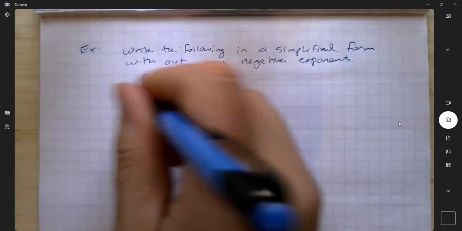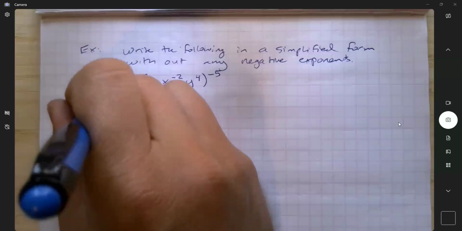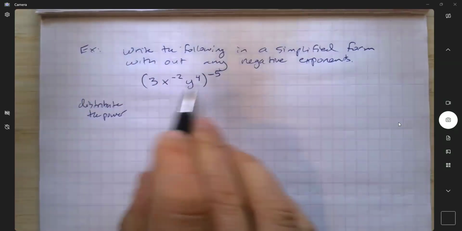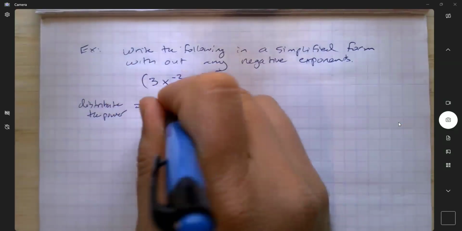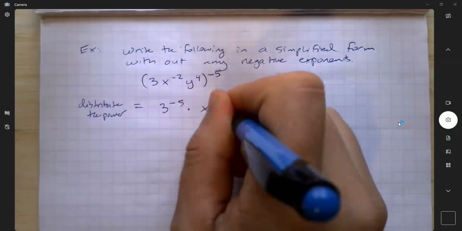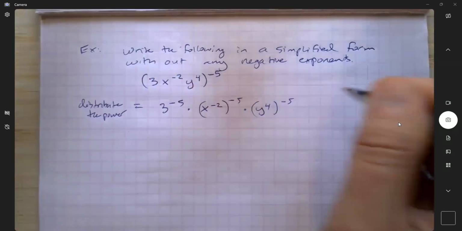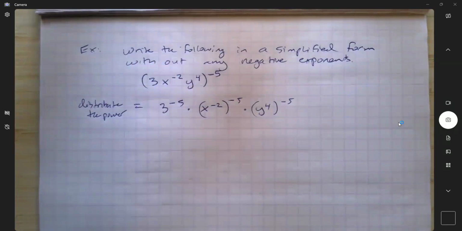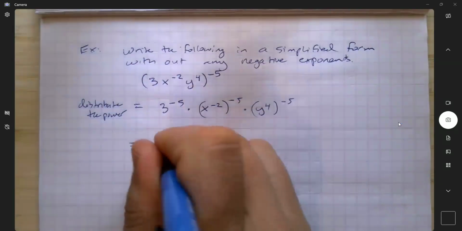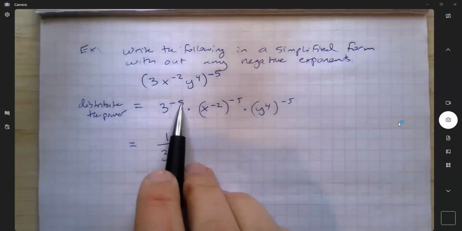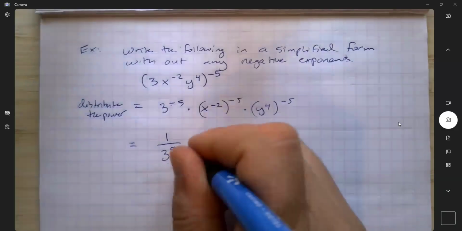So the first step I would use is I would distribute the power, because everything in here is multiplication. And I would get 3 to the -5 times x to the -2 raised to the -5 times y to the 4th raised to the -5. Three to the -5, I would probably write as 1/3 to the 5th, because that -5 power, I can make it positive if I move it into the denominator.